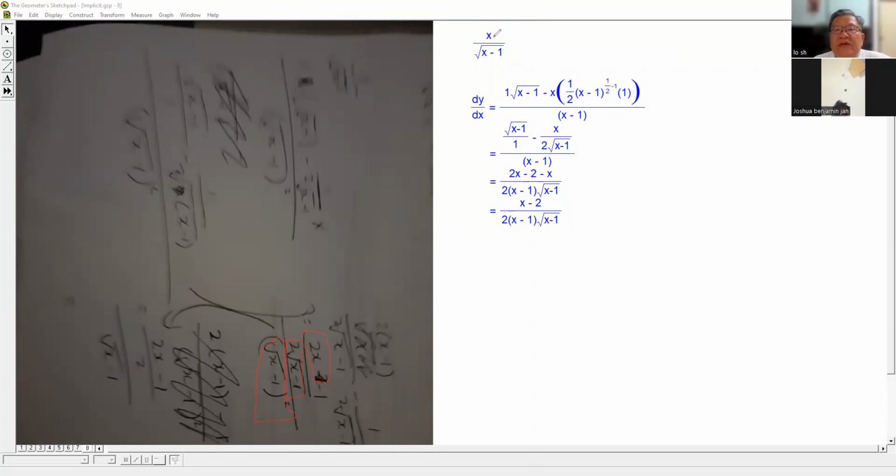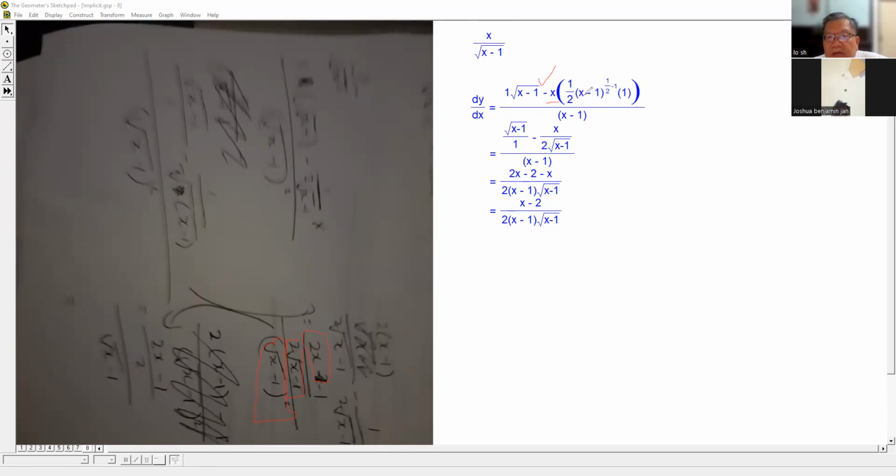You see this, you differentiate this, you get 1. The top, you differentiate the top, you get 1. Then the bottom here, you just keep. So this is okay already. Then the next part is you keep this one, keep the x. Then you differentiate the bottom. You have 1 over 2, then this thing, and the power minus 1.